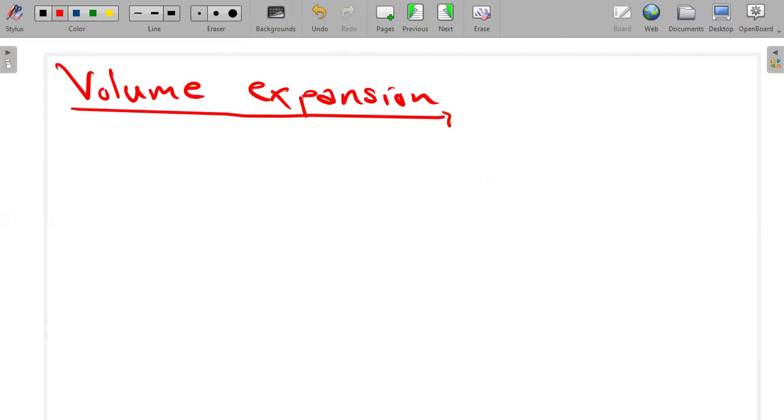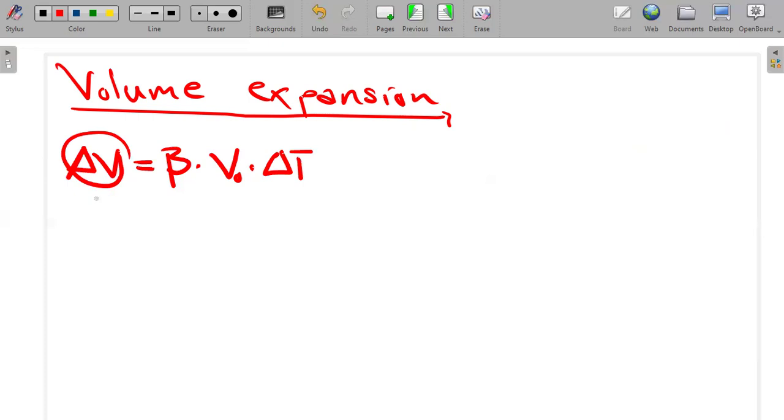So the formula for calculating volume expansion is also the same. Delta V, which is the change in volume, will be equal to the coefficient of volume expansion, which is beta, multiplied by the initial volume, V0, multiplied by the change in temperature, delta T. So we have change in V, or delta V, as V final minus V initial, as usual. Then we have the coefficient of volume expansion, beta. Then we have the initial volume there, whilst we also have T final minus T initial there.